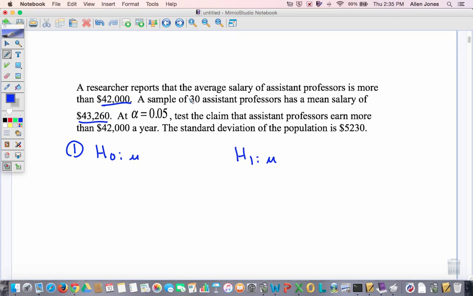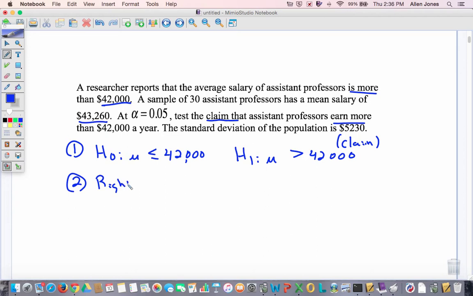Now as we go through here, we have to be able to differentiate between a population mean and a sample mean. Our sample of 30 has a mean of 43,260, so that's our sample mean. We want to make our comparison to the population mean, and the statement is also made about the population mean because it says it's more than 42,000. So our population mean is $42,000, and it says more than, so that's greater than and less than or equal to. And we're going to test the claim. This was actually spelled out, that they earn more than, so over here is our claim.